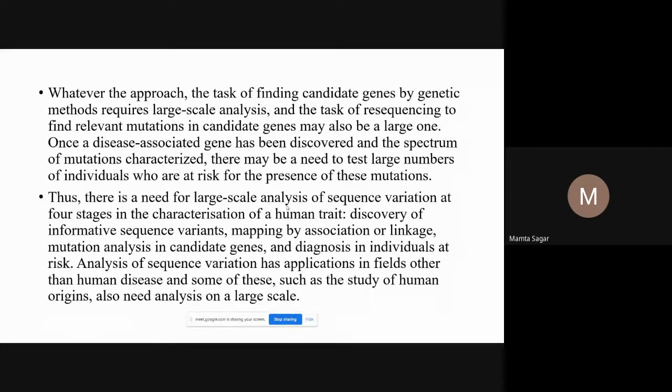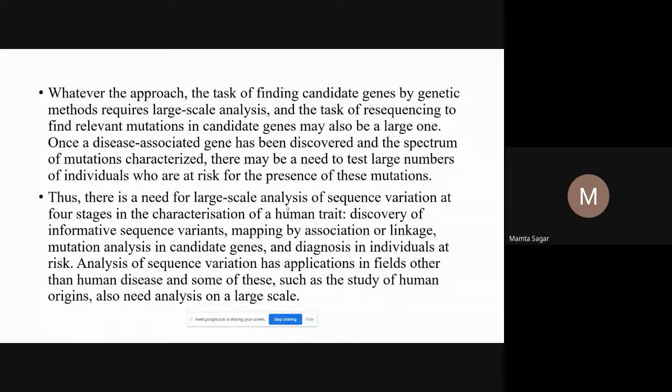So there is a need for large scale analysis of sequence variation at the first stages in characterization of human traits. What are the human traits? Like height is one character. What are the two different traits of that character? Dwarf and tallness. These are the two different traits of the same character.